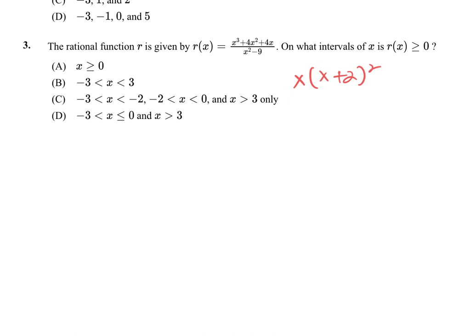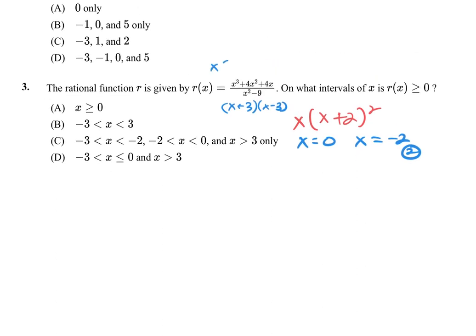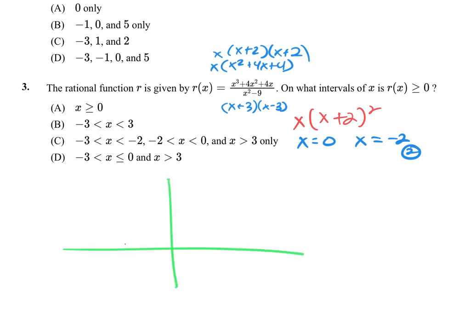So from the numerator, I got my zeros, right? X equals -2, and it bounces. From the denominator, I got my asymptotes. This was factored: x squared plus 4x plus 4, x plus 2, x plus 2. And that's where that came from. So if I actually just started with that, vertical asymptotes at -3 and positive 3. Zero at 0, zero at -2, and it has to bounce off this point.